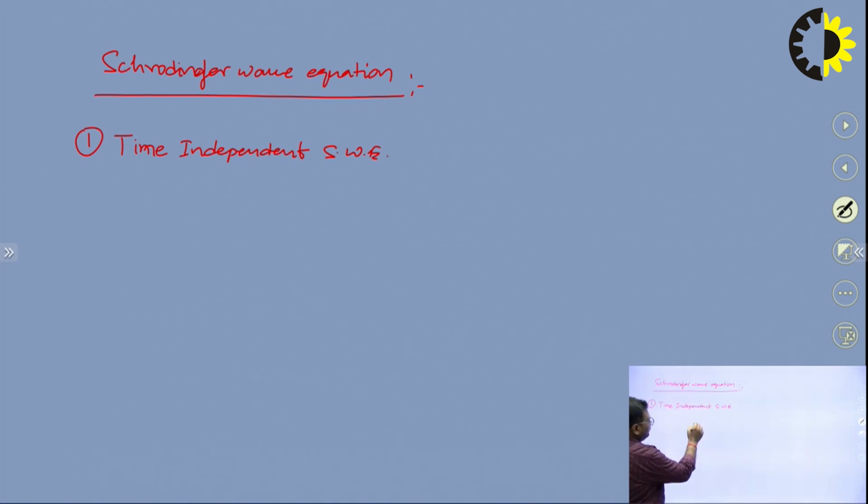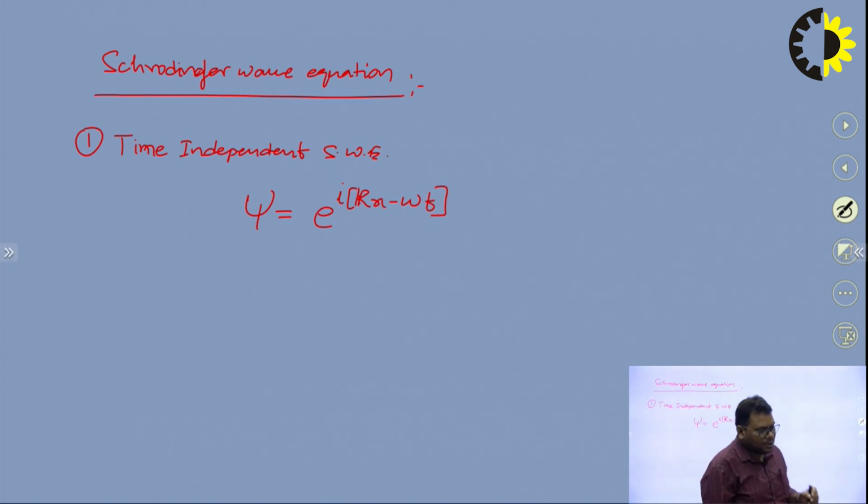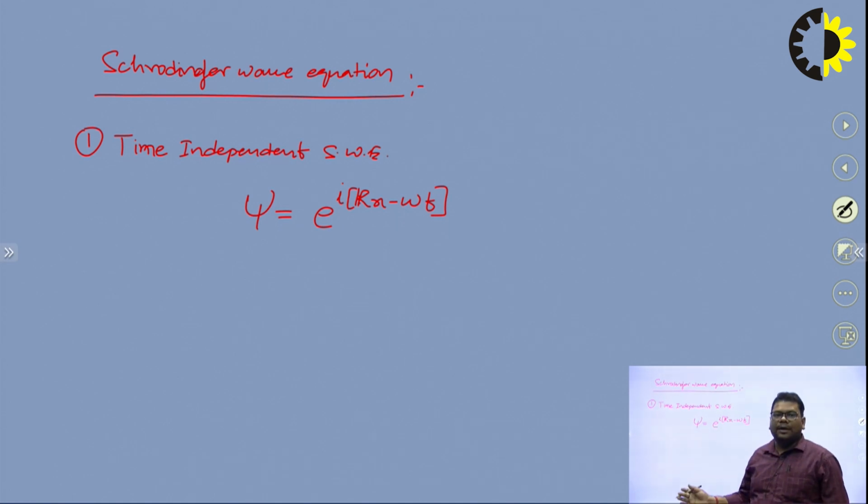As we know, the wave function can be written as psi is equal to e to the power i(kx minus omega t), right. So this is the wave function, and it can be written as psi is equal to e to the power i(kx minus omega t), right.